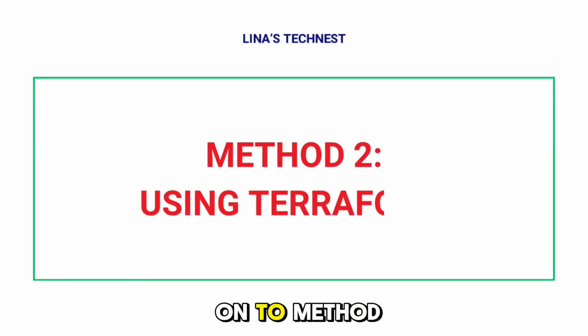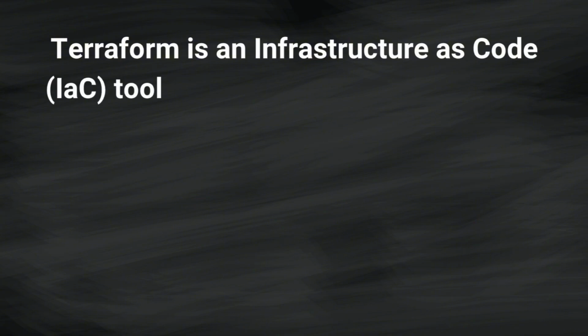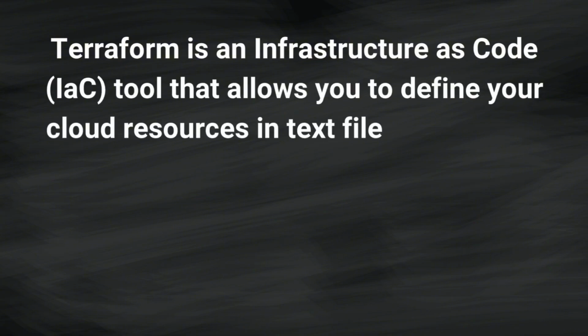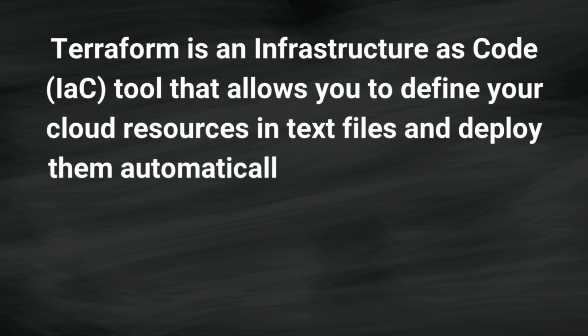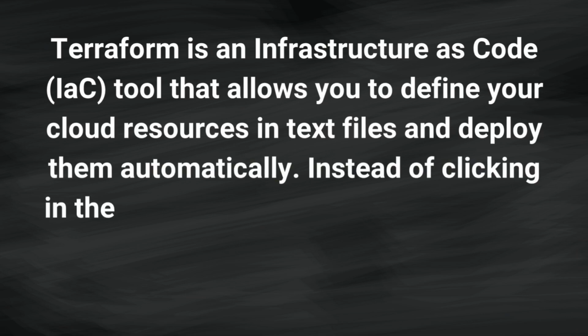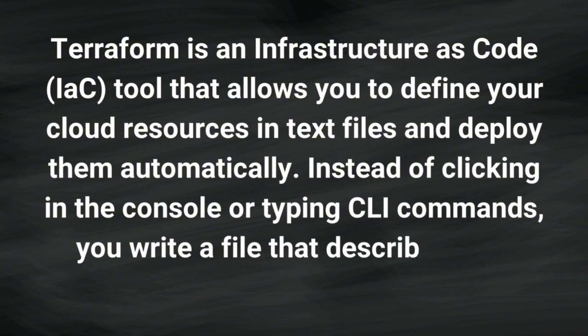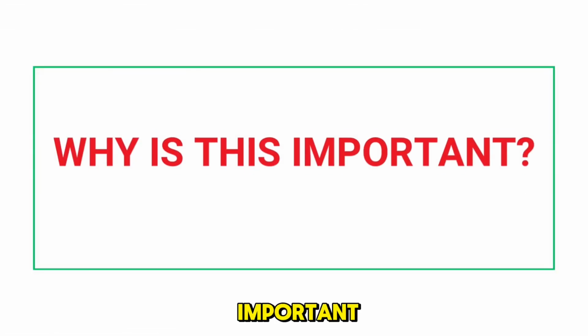Let's go on to method 2, which is using Terraform. So Terraform is an infrastructure as code tool that allows you to define your cloud resources in text files and deploy them automatically. Instead of clicking on the console or typing CLI commands, you write a file that describes your infrastructure. Why is this important?